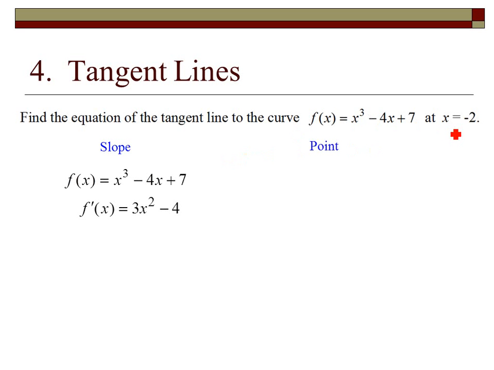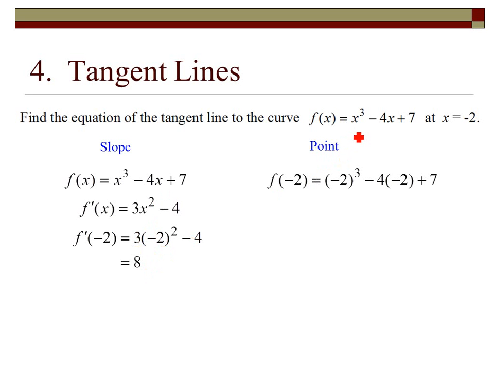and plug in -2. So my slope is going to equal 8. So I just took the derivative, plugged in -2, got +8. For the point, you plug into the equation. It says f of -2. When I plug this in, I get -8 plus 8 plus 7, so I get 7.